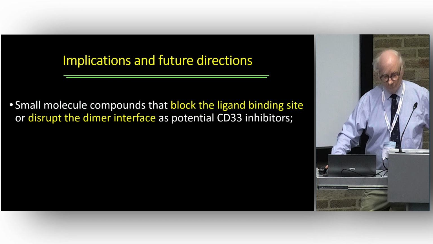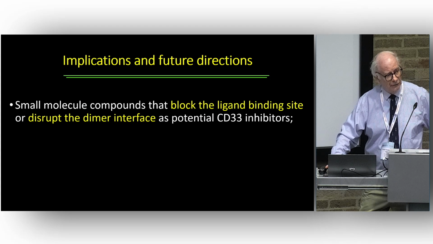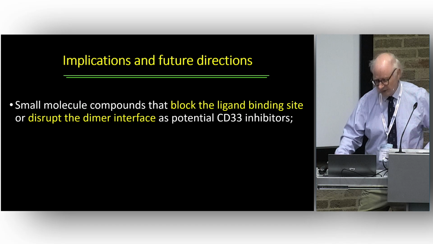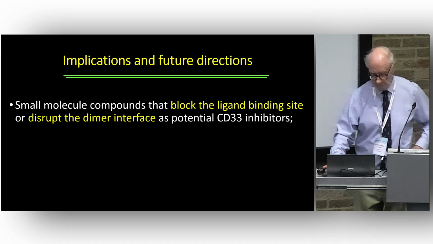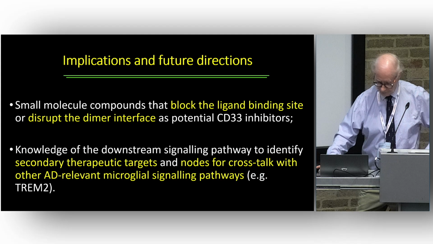So the final point is, I think, that what this work shows is that the structure enables one to think about small molecules that could potentially block the ligand binding site, although I think that's probably somewhat of a fatuous exercise because the structure of that ligand binding site is not very different from most other Siglecs, and it would be difficult to get a compound that was truly specific. But I think the dimer site is actually likely to be much more specific, and if one could find ways of making small molecules to disrupt that, it would probably serve as a potential inhibitor. And indeed, we know that mutations that disrupt that binding site completely disrupt CD33 signaling.